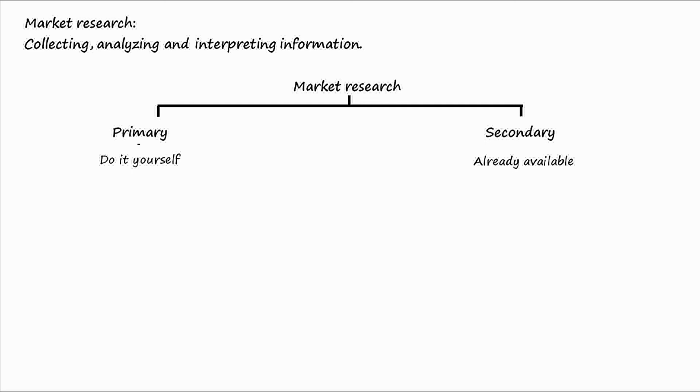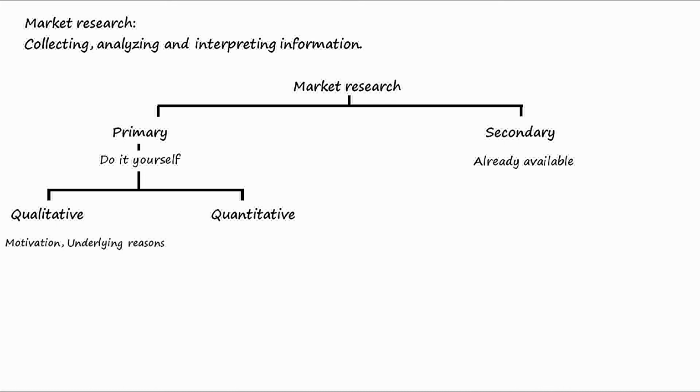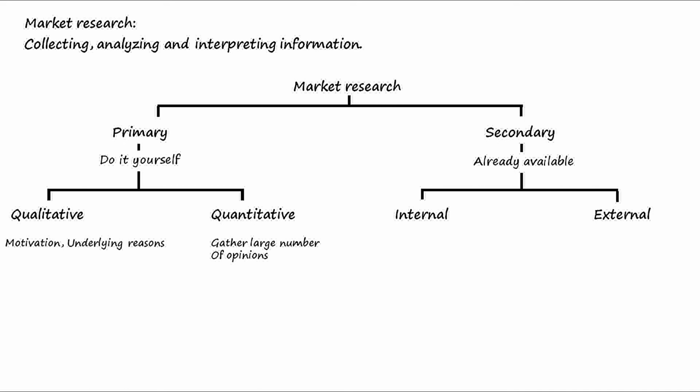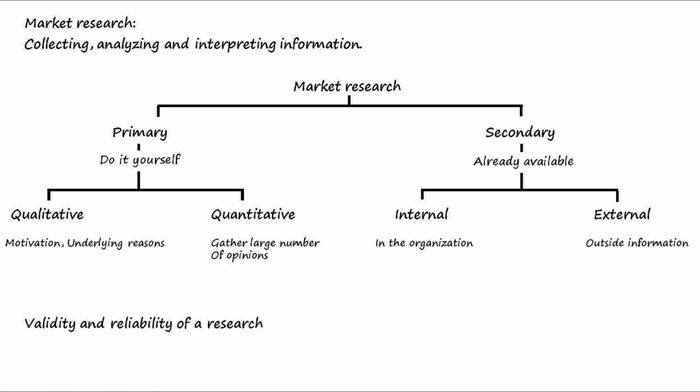There are also two types of primary research, that is qualitative and quantitative. The qualitative research is done in order to understand the motivation and underlying reasons behind any decision making of the consumers and the end users. The quantitative research is done in order to gather large number of opinions. Then there are two types of secondary information, internal and external. Internal information is the information that is already available in the organization, and external information is the outside information. And lastly, we have also talked about validity and reliability of a research.